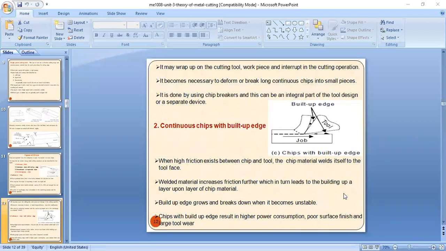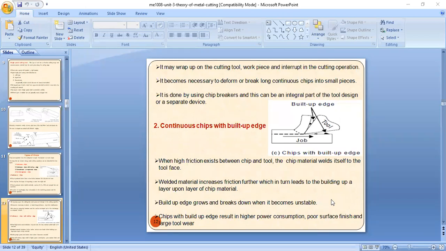So this built-up edge grows and breaks down when it becomes unstable. Here also, as I already told you, chips with built-up edge come with higher power consumption, poor surface finish, and the tool wearing at a larger rate.